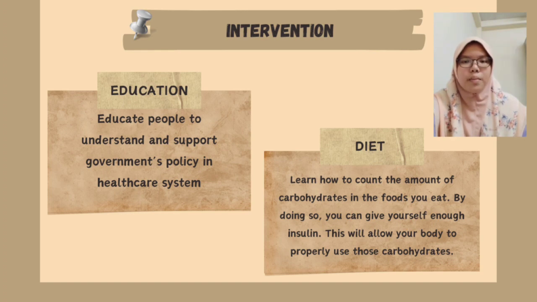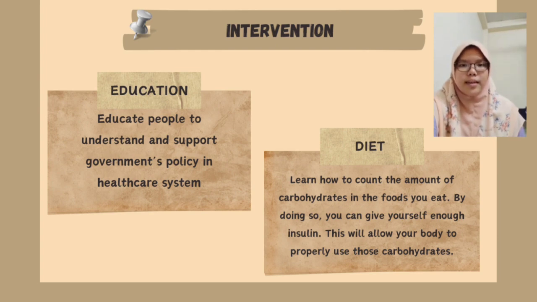I will explain about interventions in type 1 diabetes. The first is education. We must educate people to understand and support the government's policy in the healthcare system. Nowadays, there has been talk about the government wanting to develop a new type of early exposure to type 1 diabetes. They plan to include and normalize getting children, especially babies, checked for any symptoms of type 1 diabetes regularly in clinics.